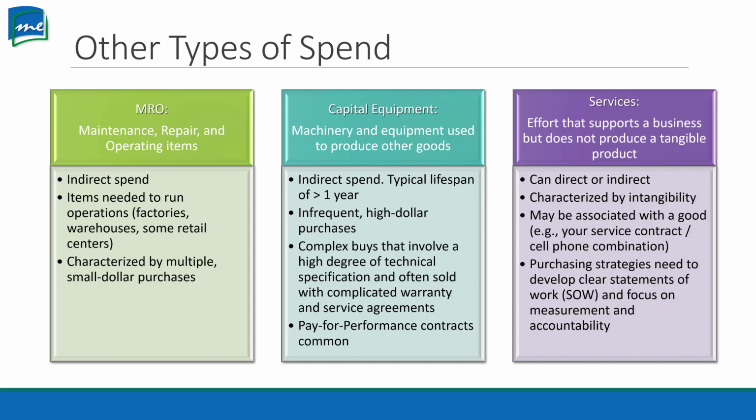So services. This can be direct or indirect depending on the type of company you have. And as you probably already know, services are intangible. You can't physically put your hand on a service. Like, can you grab your cable TV, the actual TV show coming through? No. But it's a service. So it may be associated with a good, your service contract, or a cell phone.